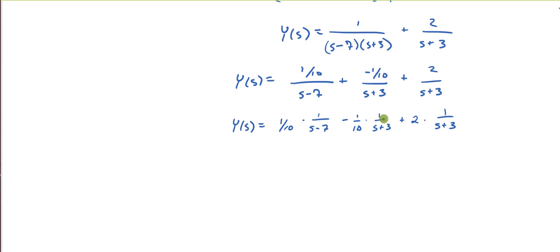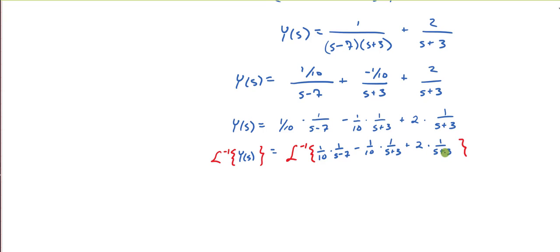Each one of these looks like the result of a Laplace transform. And in fact, that's going to set me up for being able to convert this back to the t domain. So I'm going to go ahead and take the inverse transform of each side of this equation. So we're taking the inverse transform of Y(s) and the inverse transform of the right-hand side, 1/10 times 1 over s minus 7 minus 1/10 times 1 over s plus 3 plus 2 times 1 over s plus 3.